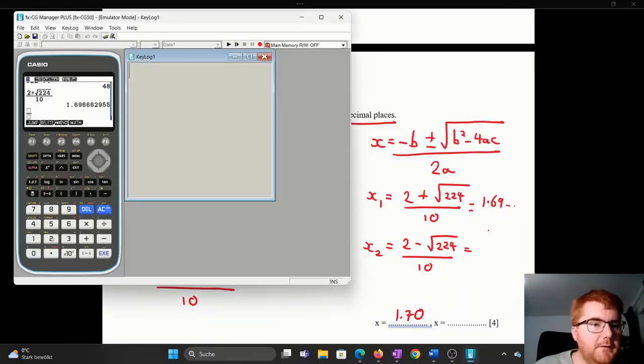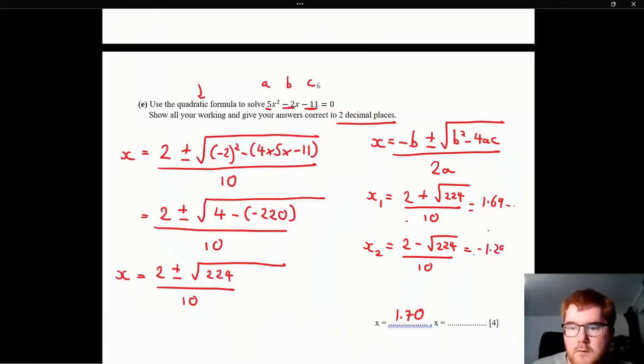And we do the other one here. So 2 minus the square root of 224 divided by 10. And again, SD button is our friend, and here we get minus 1.2966, that's minus 1.30. Again, make sure your rounding is on point here to 2 decimal places.